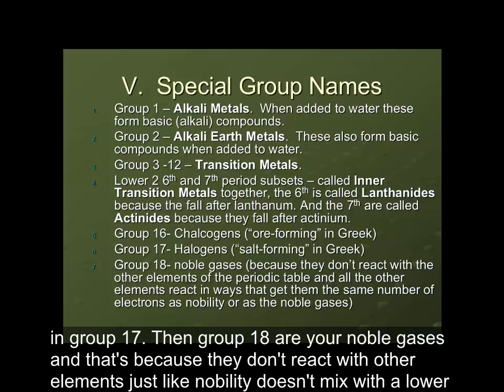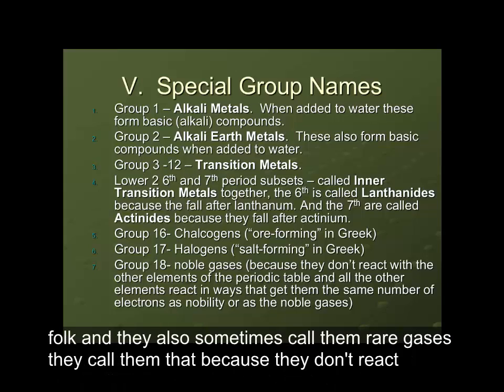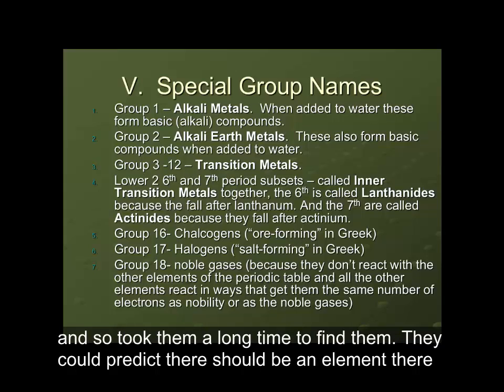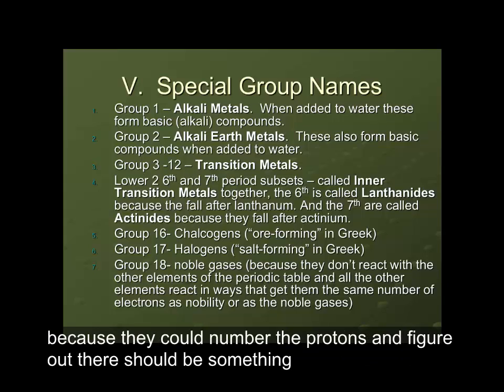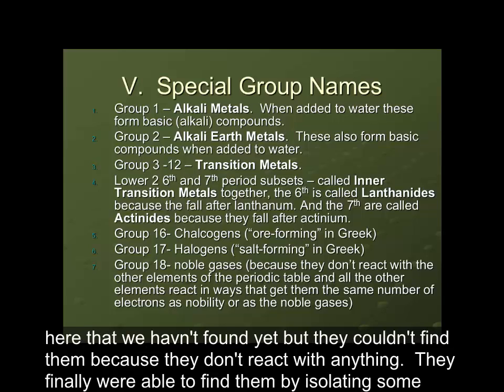And then group 18 are your noble gases. And that's because they don't react with other elements, just like nobility doesn't mix with the lower folk. And they also sometimes call them the rare gases. They call them that because they don't react, and so it took them a long time to find them. And they could predict there should be an element there because they could number the protons and figure out, there should be something here that we haven't found yet. But they couldn't find them because they don't react with anything.